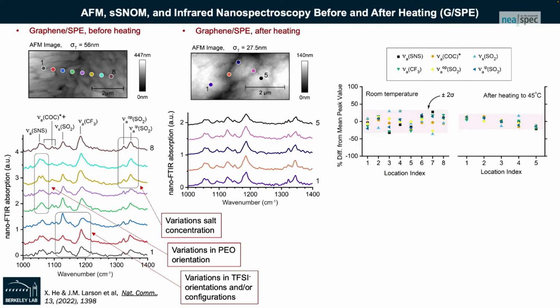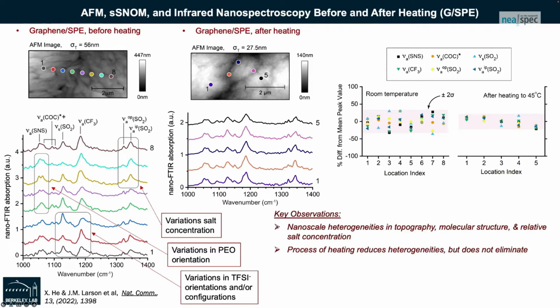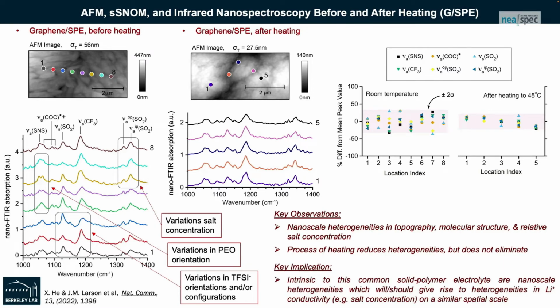They still persist to some extent, which is made visible by the width of this error bar band here in pink. This is relevant for subsequent electrochemical processes, because intrinsic to this common solid polymer electrolyte are nanoscale heterogeneities, which will give rise to heterogeneities in lithium-ion conductivity, because it's known that some of these physicochemical properties, such as the salt concentration, are directly correlated with lithium-ion conductivity.